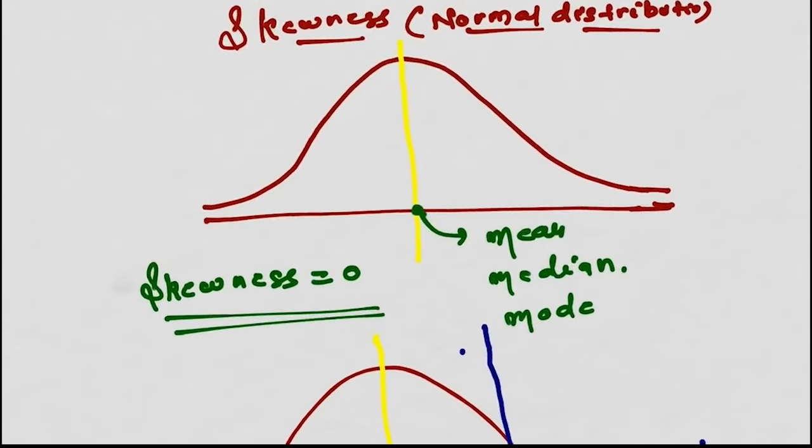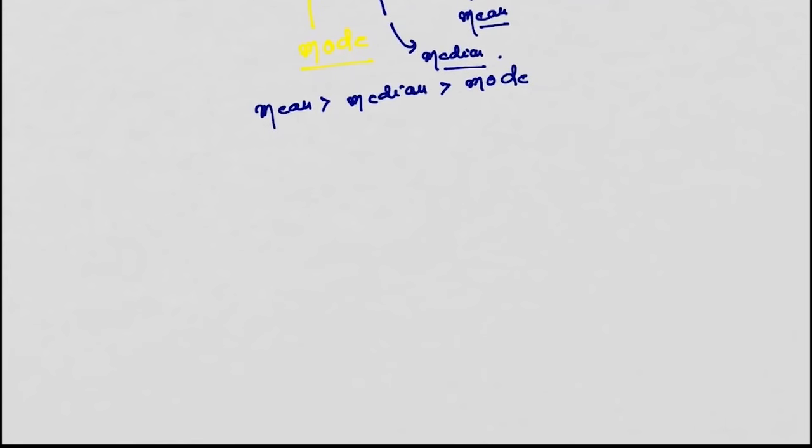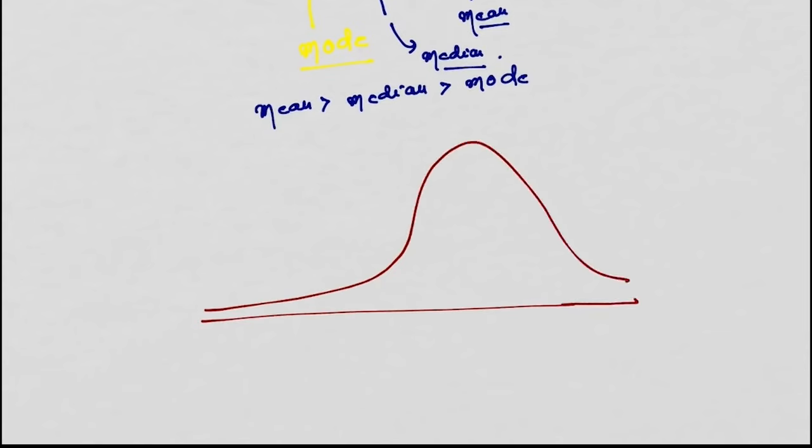उसी तरह अगर मैं इसी डायग्राम को लेफ्ट डायरेक्शन में आउटलायर इंट्रोड्यूस कराऊं या लेफ्ट डायरेक्शन में स्ट्रेच करूं, देन द डायग्राम विल लुक लाइक दिस. द मोड स्टिल रिमेन इंटैक्ट एंड दिस इज द मोड. दिस विल बी द मीडियन. And the mean will be very near to the outlier at this point. If this is an outlier. So mean is less than median. Mean is less than median, less than mode.